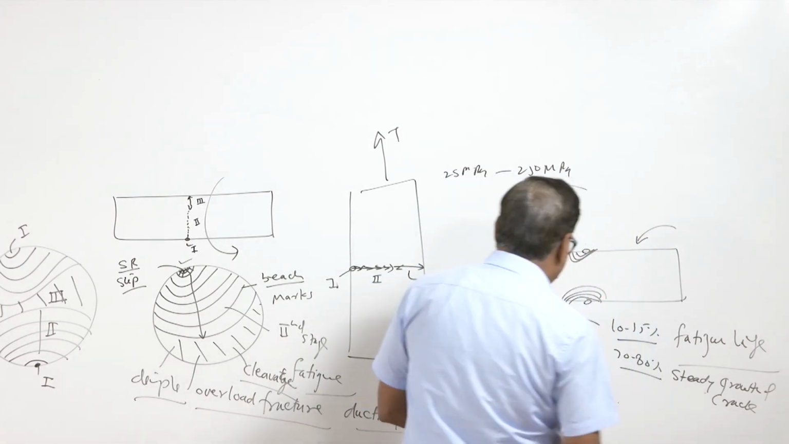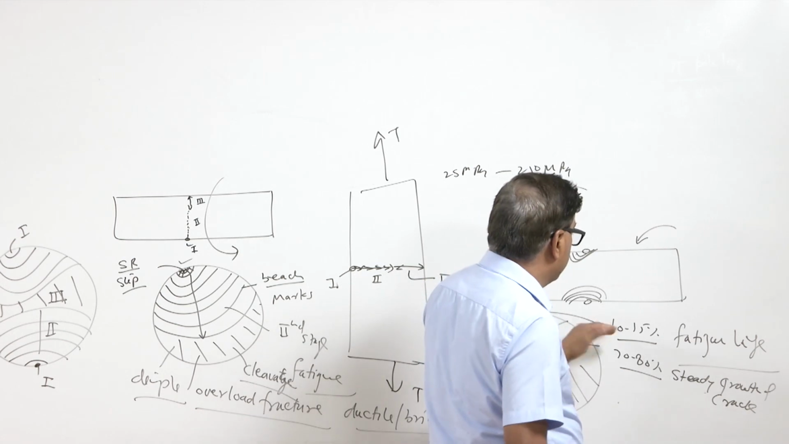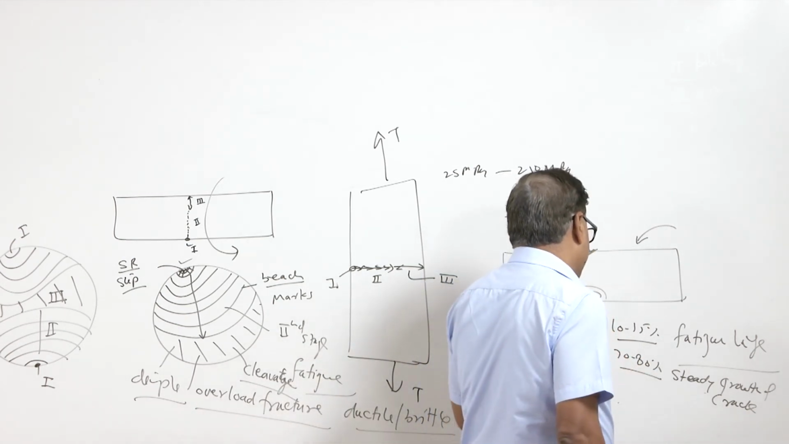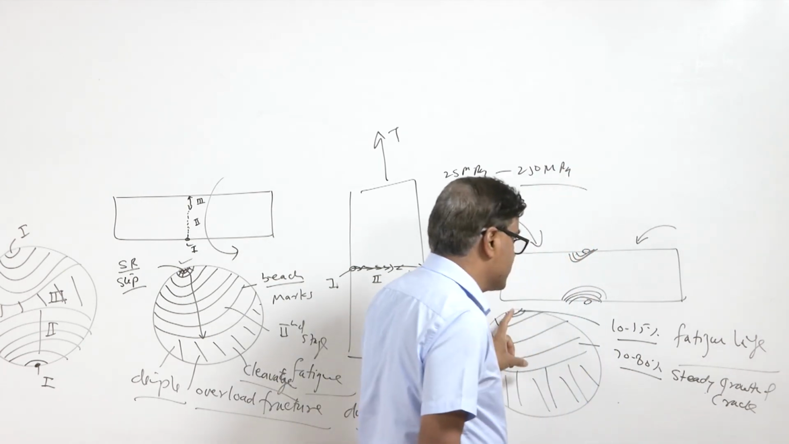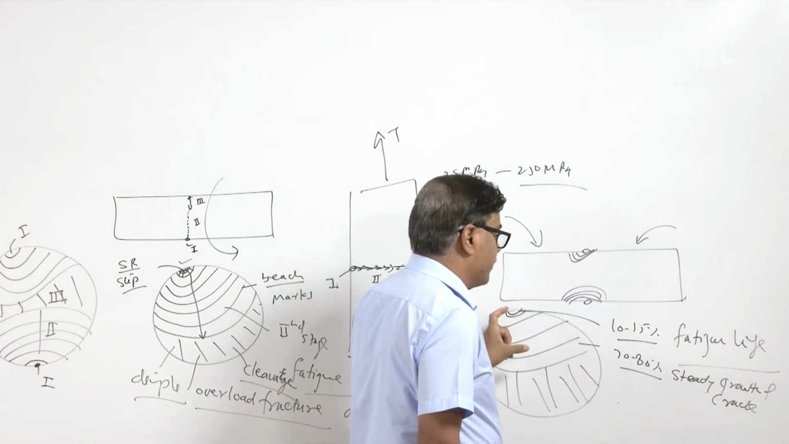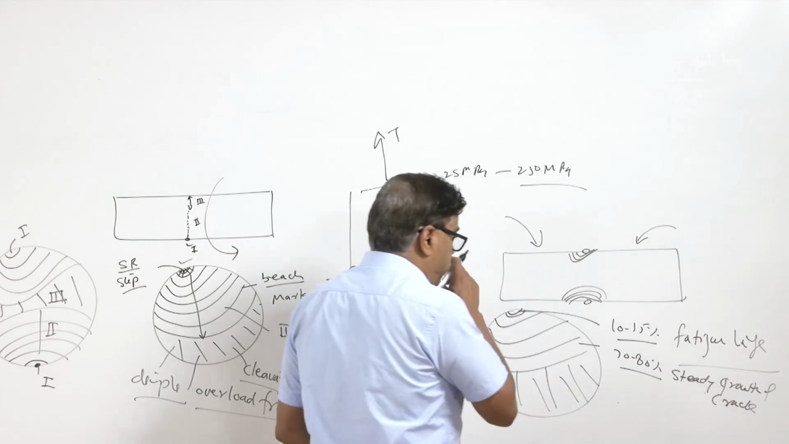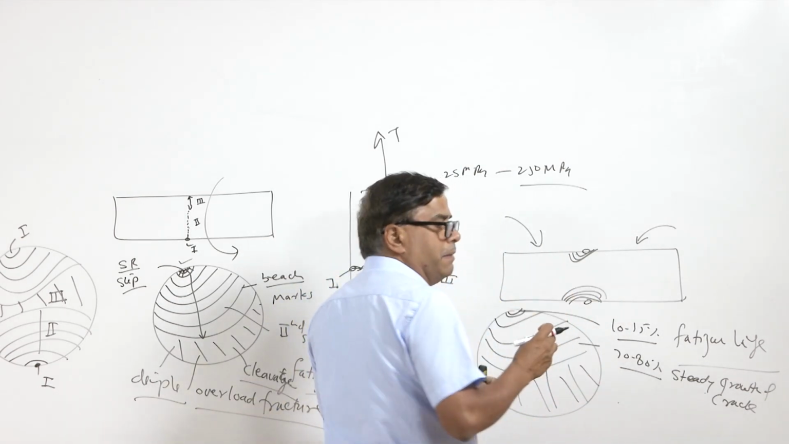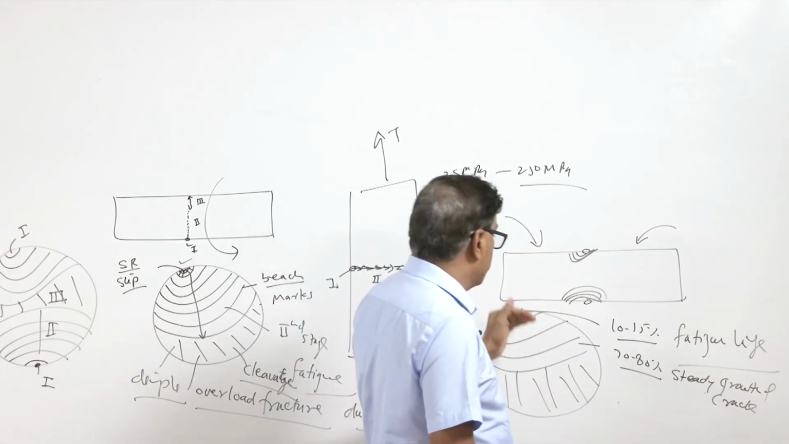So, the third stage does not take much time, but most of the portion of the fatigue life goes in the second stage of the fatigue fracture, and since it is a very long time, means fatigue life which may be like in years, the crack is growing gradually.